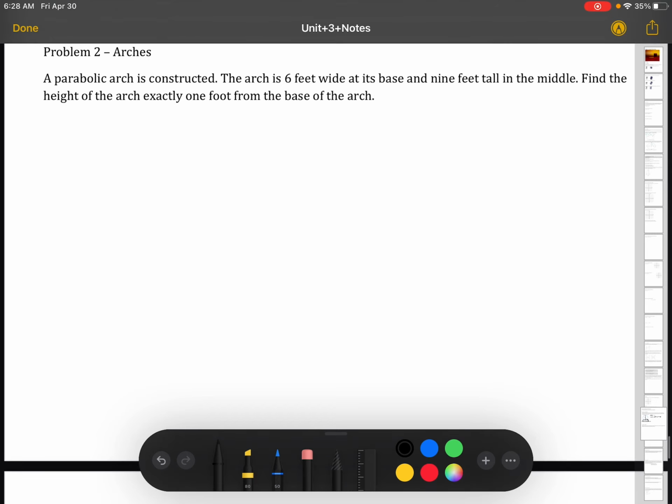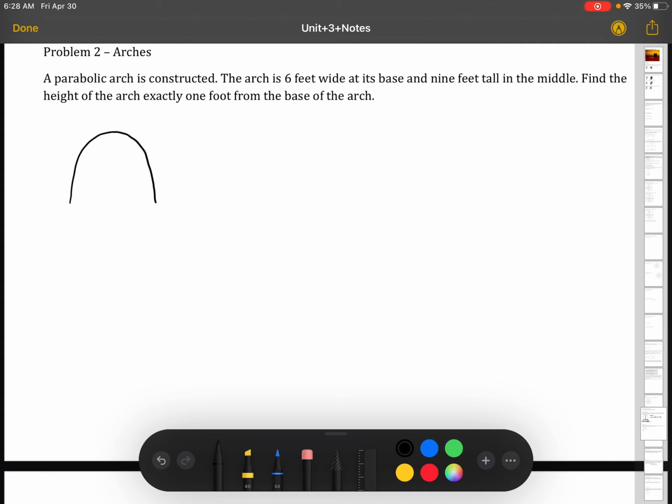For number two, we have a parabolic arch that is constructed. The arch is 6 feet wide at its base and 9 feet tall in the middle. And we need to find the exact height of the arch 1 foot from the base. So the arch is going to look something like this.